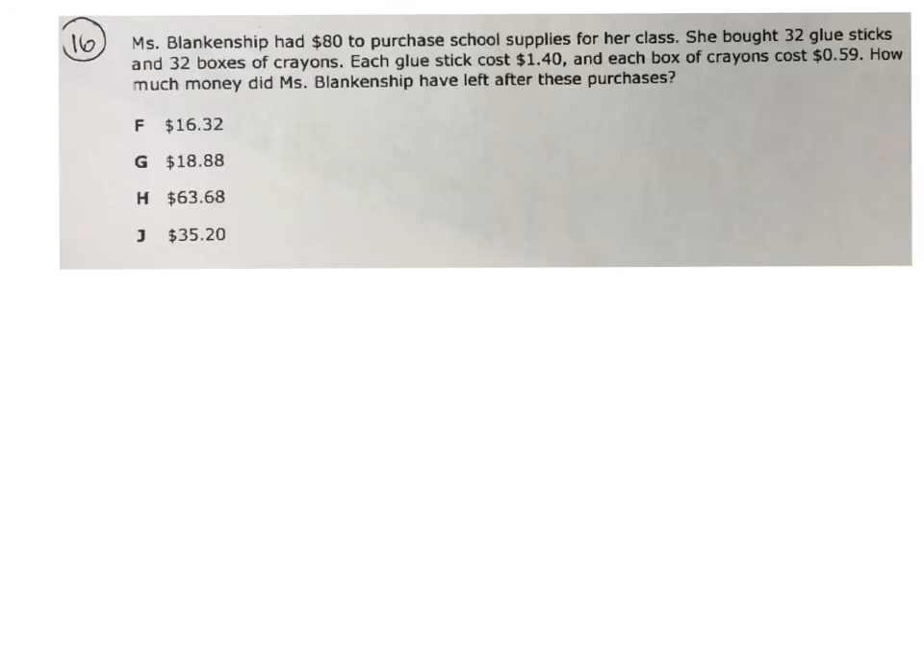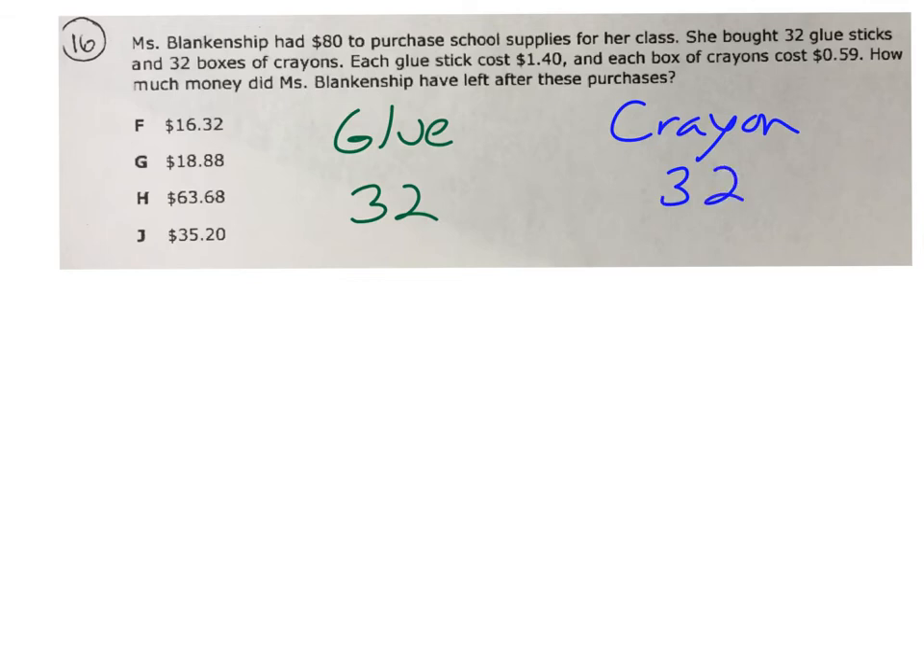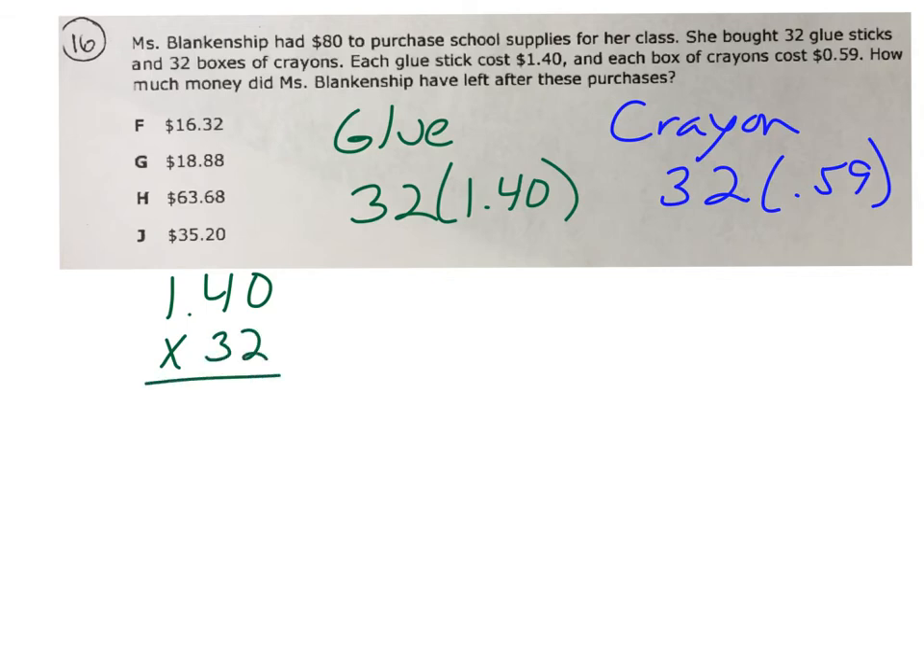All right, she has two different things she needs to purchase. She needs to purchase glue, and she needs 32 of those. And she needs to purchase crayons, and she needs 32 of those also. Now you have to go back and see the cost for each one. The glue sticks will be multiplied by $1.40 each, while the crayons would be multiplied by 59 cents each. Okay, take the $1.40 and multiply it by 32.